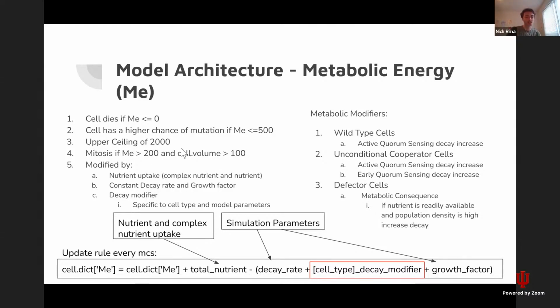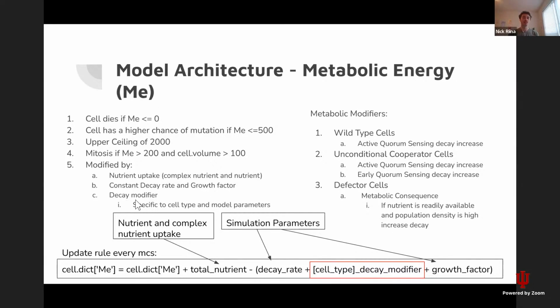Next, there's an upper ceiling. So just to keep our metabolic energy values from skyrocketing, we put a ceiling at 2000. If your metabolic energy is over 200, you can mitosis, as long as you have a big enough volume also. And then the metabolic energy is modified by these three things in this equation. So nutrient uptake, how much nutrient did you uptake? There's a decay rate, which is constant, a growth factor, which is based on the metabolic energy, but we'll show that later. And then a decay modifier.